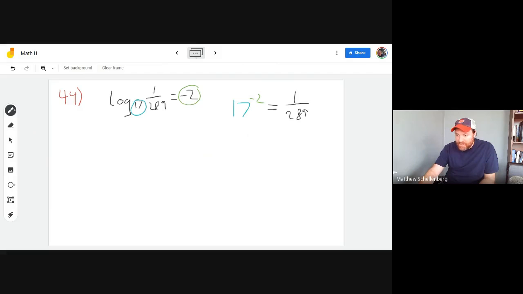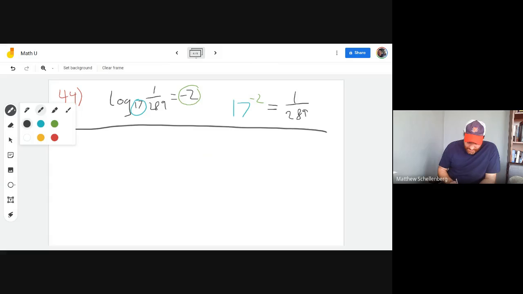Number 47. Now we want to go from exponential into logarithmic form. Okay, number 47.